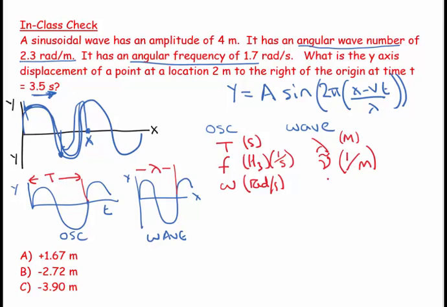And by the same analogy, we find it useful to talk in terms of not so much wave numbers, although we can. We talk in terms of angular wave number, which is a k, which causes some issues because it's the same symbol we use for spring constant.